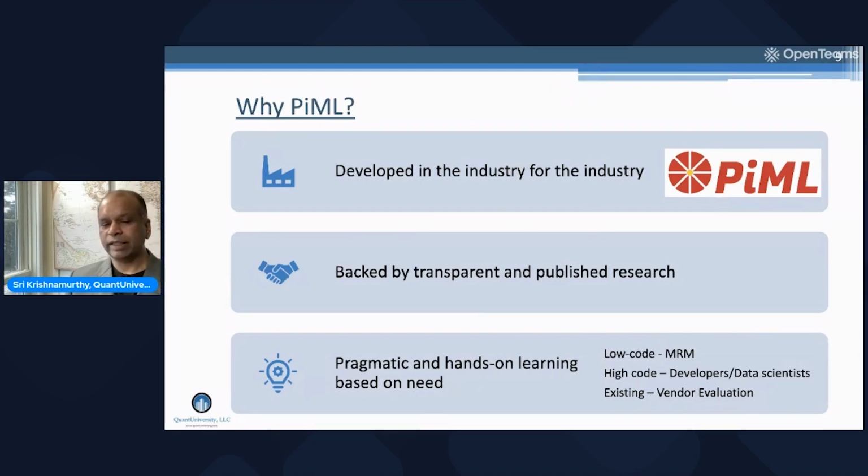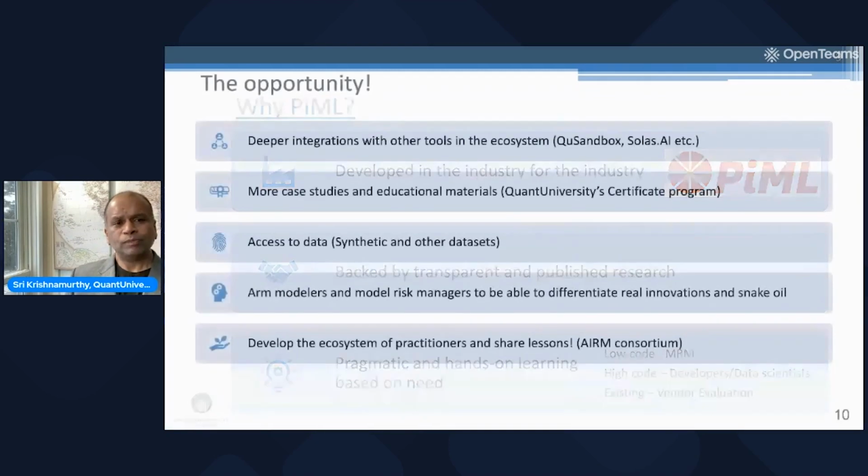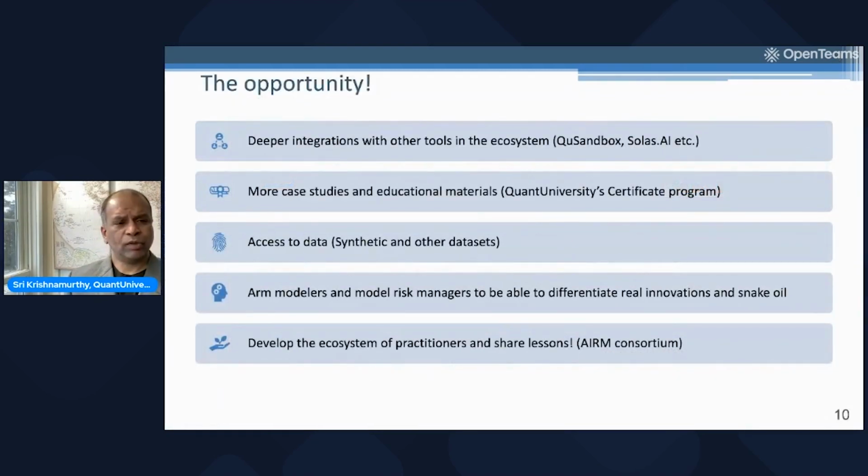And the ability to focus on where you want to see the world from, in the sense of whether it's a low code mechanism or whether it's high code, or integrating it from various aspects, will potentially help you figure out where these tools would potentially be used in your enterprise. So one of the things I want to talk about is the opportunity on where we see tools like PiML could be useful.